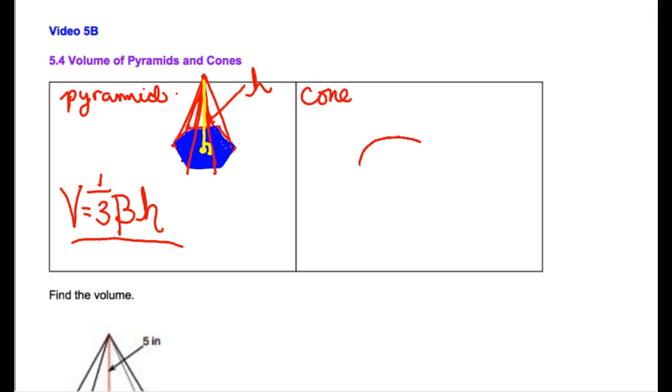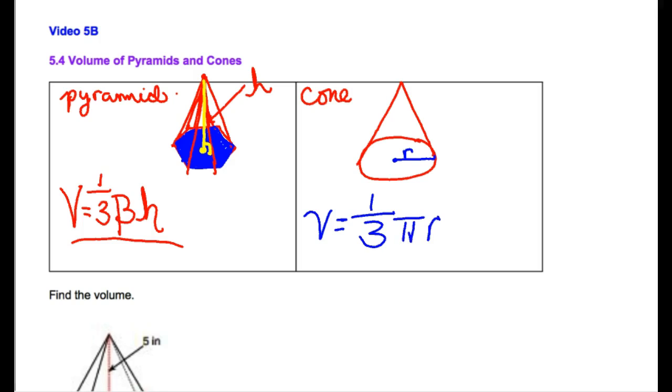Similarly, for the cone, cones and pyramids are pretty similar. The only difference is the cone has this circular base. For the cone, our volume is equal to basically the same thing, 1/3 area of the base, but in this case the base is a circle. And the area of a circle is pi r squared. And then we still pull it up with its height.